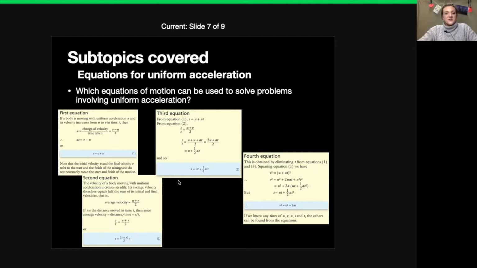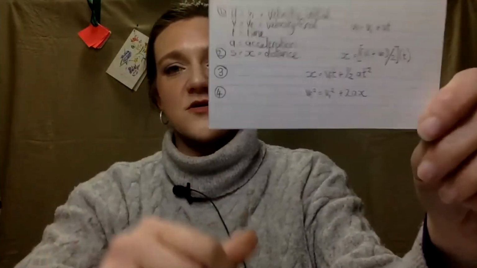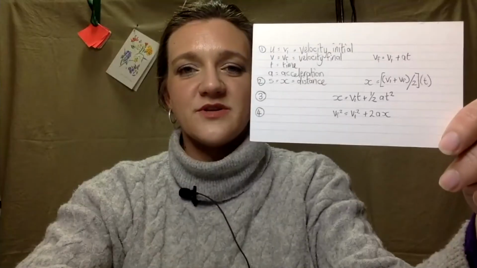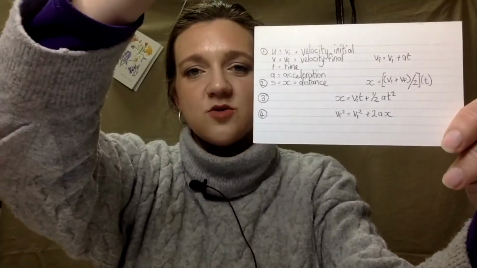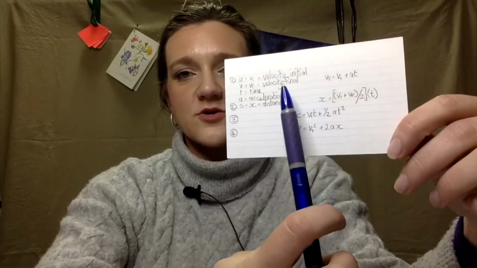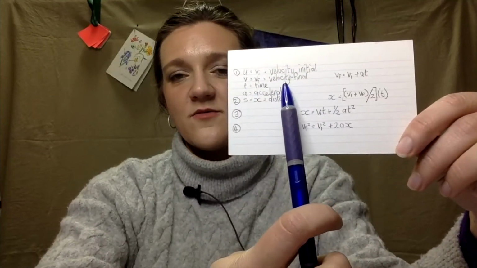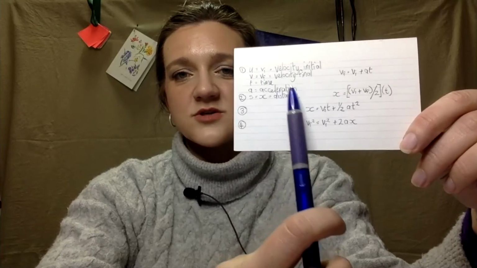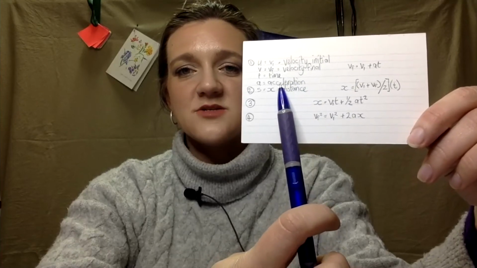measurements. So, which equations of motion can be used to solve problems involving uniform acceleration? This is specifically to find acceleration and all the components related to acceleration, such as velocity initial, velocity final, acceleration itself, distance, and time. So in this card, I wrote it in a bit of a different way. So u is your initial velocity, v is vf, your final velocity, t is your time, a is your acceleration.